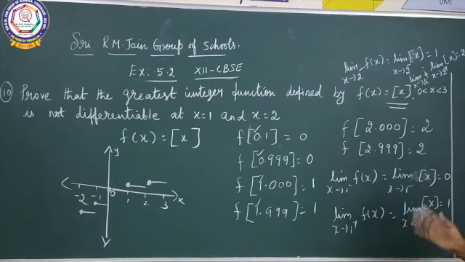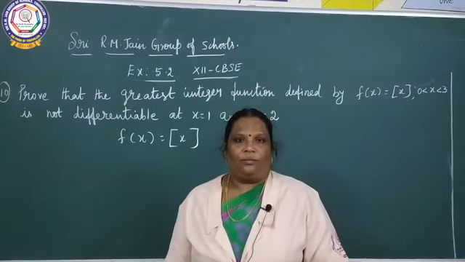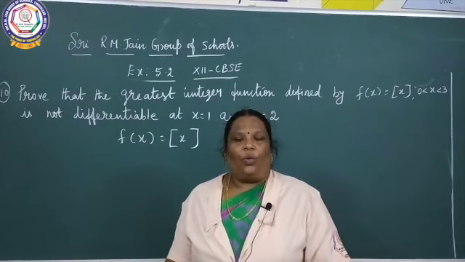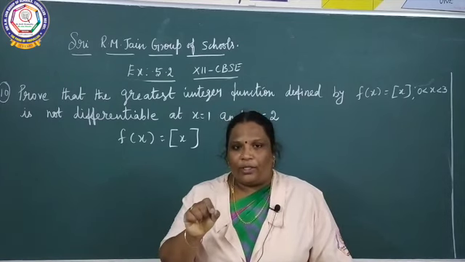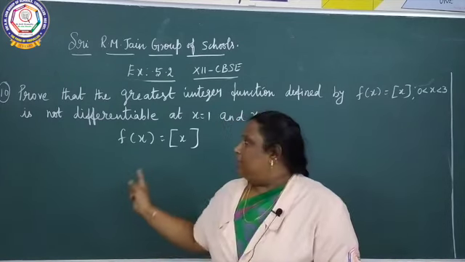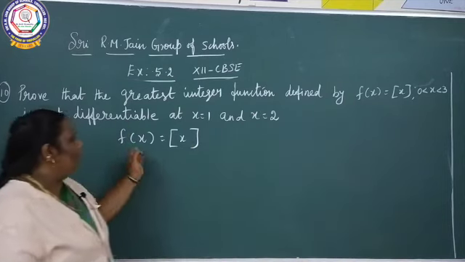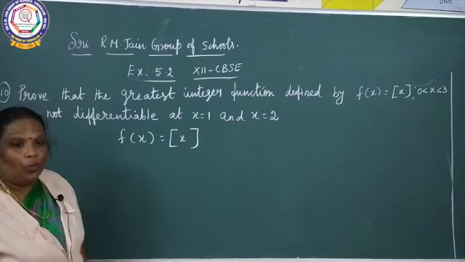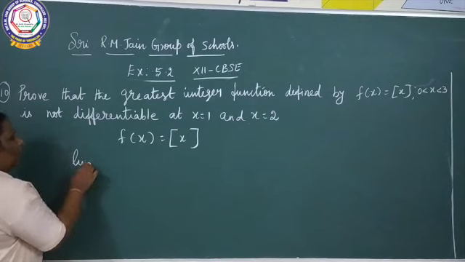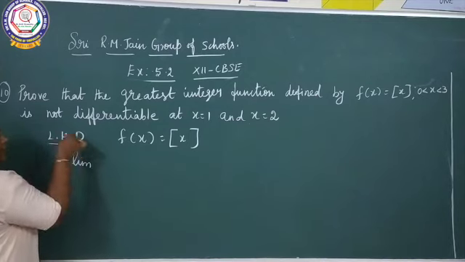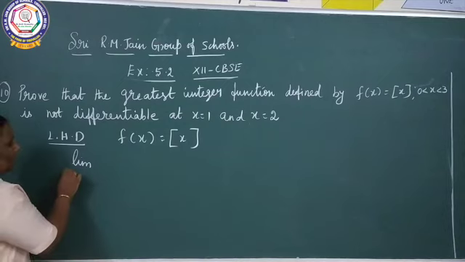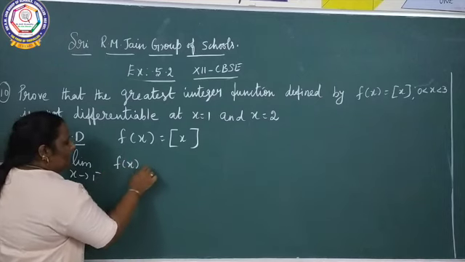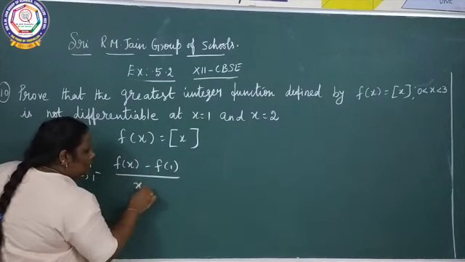Now, we move on to the sum. See, we already saw what the greatest integer is. If you substitute values there, what is the value? You have seen the graph also. So, now we are going to the sum. f of x equal to greatest integer x. First, I am discussing x equal to 1. At x equal to 1, I take the left hand derivative first. Limit x tends to 1 minus, f of x minus f of 1 by x minus 1.